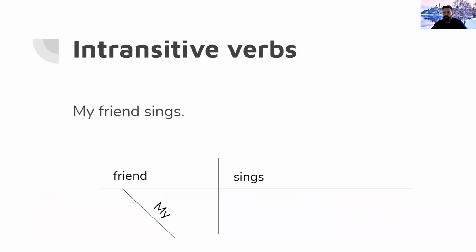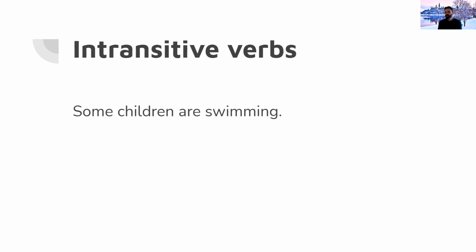So let's look at an example. My friend sings. Okay. So we have our subject, my friend, and then we have our predicate, which just consists of the verb sings, and this can function completely on its own. We don't need anything else in that predicate. It can just be the main verb. Okay, now we could add an adverbial phrase here. My friend sings elegantly, but we don't need anything else. That elegantly is optional.